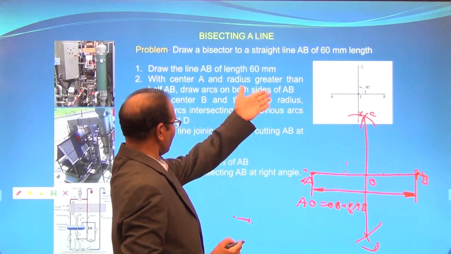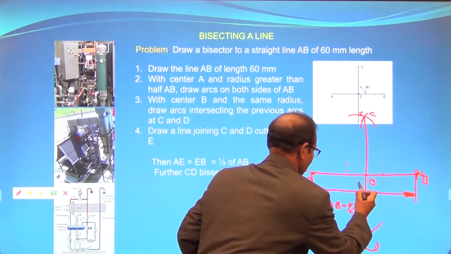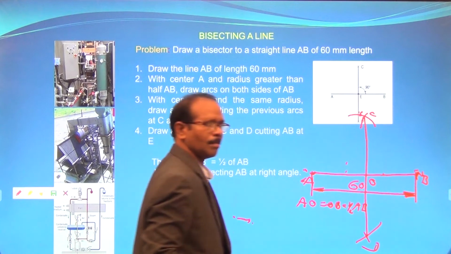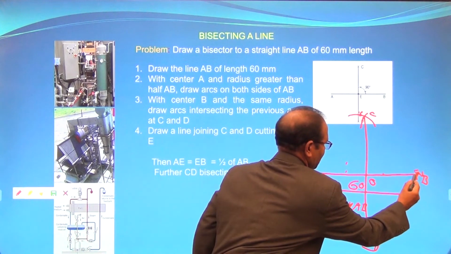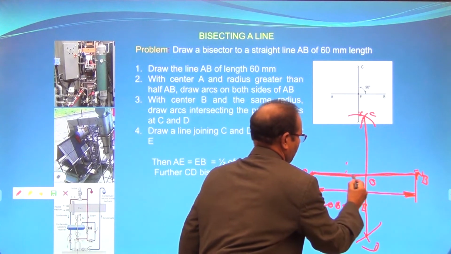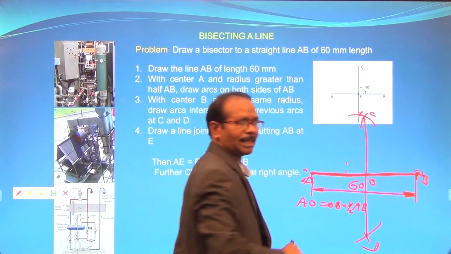Give the numerical value. What is the value given? Say for example 60. With the HB pencil, you should highlight this line, because this is the result.